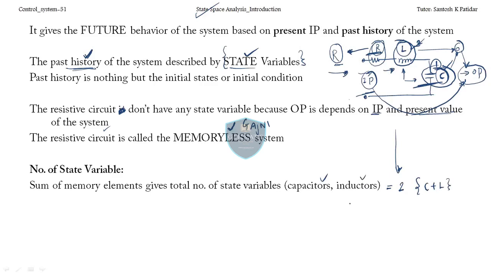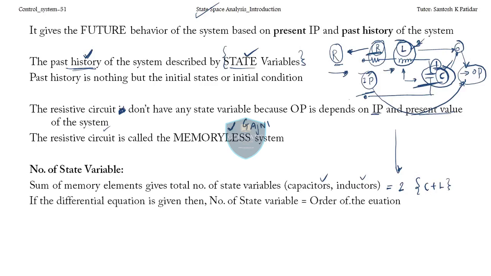Okay. And if suppose instead of an electrical circuit you have a differential equation. So in the differential equation the number of state variables is nothing but the order of the equation. If you have an equation like d square y plus dy plus y equal to something, this order is nothing but the number of memory elements. It means this is nothing but the state variables. So the number of state variables is nothing but the sum of memory elements. I think it's clear to you people.